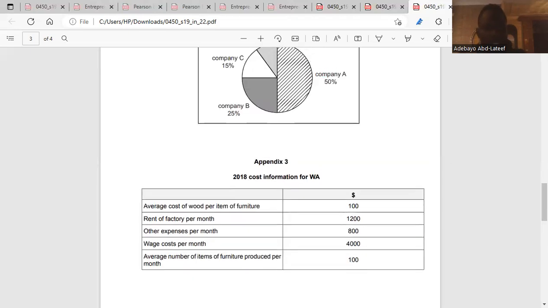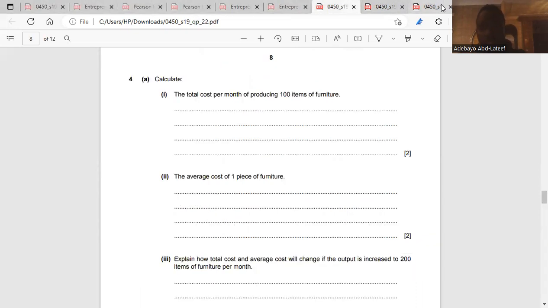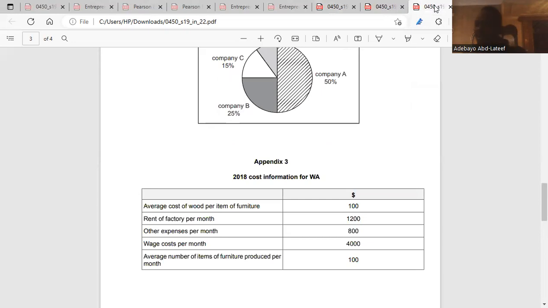So how do we get our total cost here? Remember, the first question says total cost, right? So total cost is TC equals FC plus VC. Based on what we have here, we have the average cost per item of furniture. We don't need the average cost. We have rent of factory, other expenses per month.